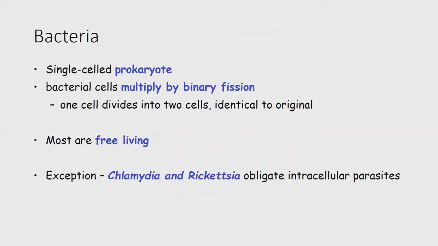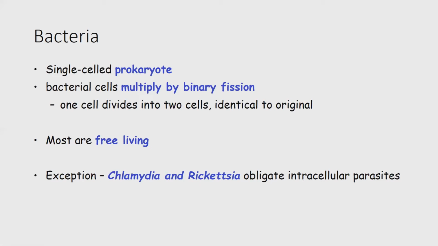So we have already said that bacteria are prokaryotes. Bacteria are independent. We should all be like bacteria because they're free living and independent. They do not depend on anyone else. But there are exceptions to that criteria, and those are Chlamydia and Rickettsia. These are obligate intracellular, and they do need a host to live, so they can be called obligate intracellular parasites.